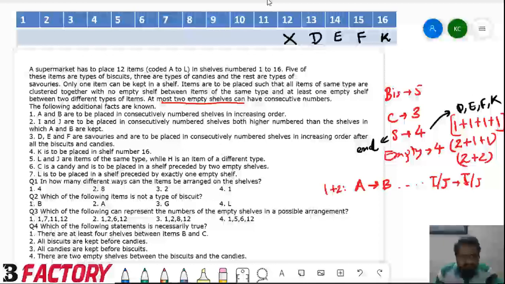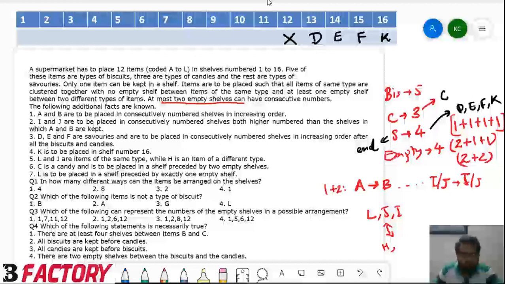L and G are items of the same type, while H is of a different type. So we can write here that L, J, I are the same type and H is of a different type. Okay, C is a candy. So for C we can write candy.